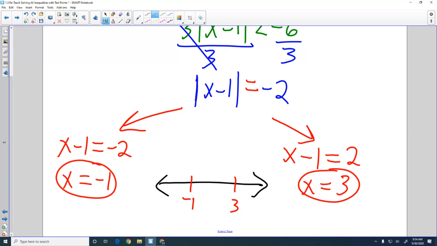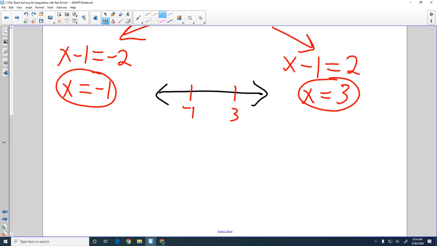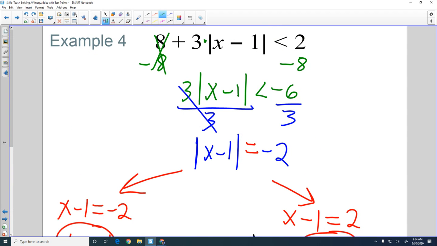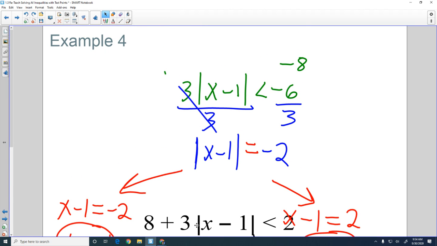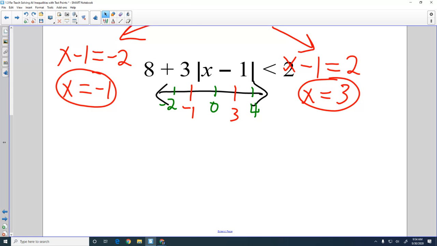And we need to use these test points. Pick one point from each area of this number line. So negative 1, pick a point to the left. Let's just go with negative 2. Keep it small. In the middle, I always love using 0. To the right, let's just use a 4. Doesn't really matter what we use. And now we need to go back to that original problem with the inequality sign. So I'm going to use this original problem.